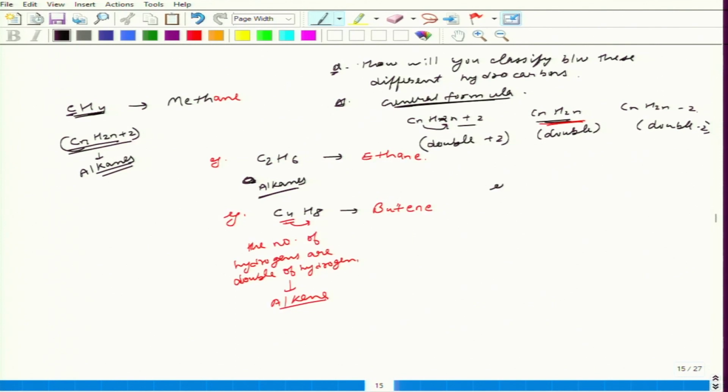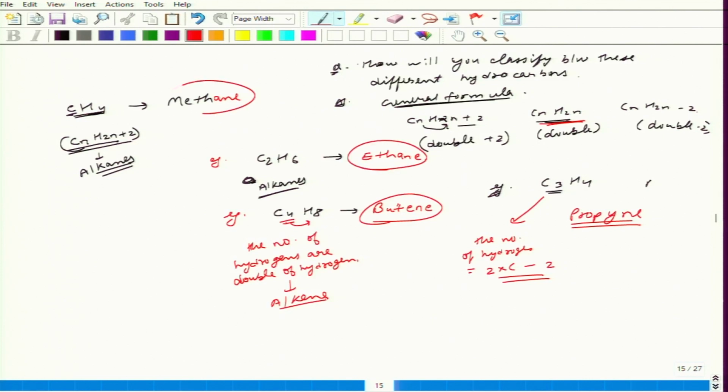Taking another example, let's take an example of an alkyne, C3H4. Now, how many carbons? 3. That means prop. How do we know it's an alkyne? The number of hydrogens equals 2 times the number of carbons minus 2, right? 3 times 2 is 6, minus 2 is 4, so it forms an alkyne. Alkyne ends with YNE, so propyne. So this is how we do the nomenclature of alkanes, alkenes and alkynes.